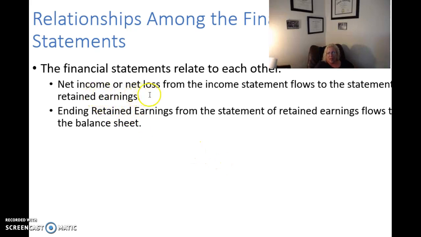So the net income or the net loss from the income statement is going to flow to the statement of retained earnings. So you have to do the income statement first, and then you're going to take that net income figure or net loss, whichever one it would be, and you're going to plug it in to a specific place on the statement of retained earnings. Then you can do the statement of retained earnings. And then you're going to take that ending retained earnings from that statement of retained earnings, and you're going to put that in the correct space on the balance sheet.